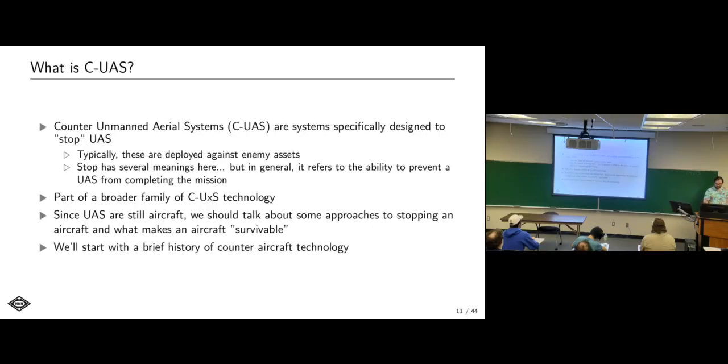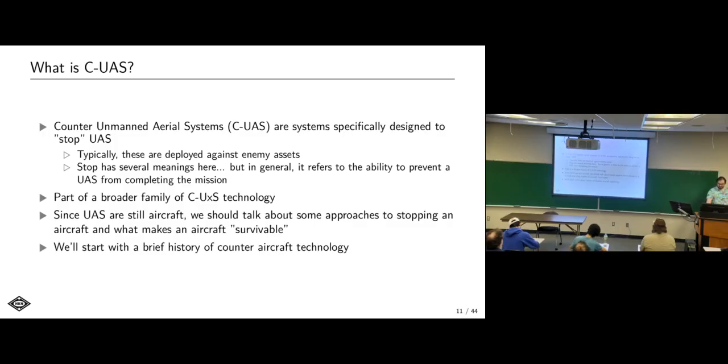So, counter UAS, kind of an interesting subject. These are systems, not always drones, but a lot of times they are now, designed to stop an unmanned aerial system. Typically, these are deployed against enemy assets, but police and other forces use them too. Stop has a lot of meanings here. Probably what everyone is immediately thinking is blowing it out of the sky, but that's not necessarily what it always is. In general, it refers to the ability to stop it from completing a designated mission.